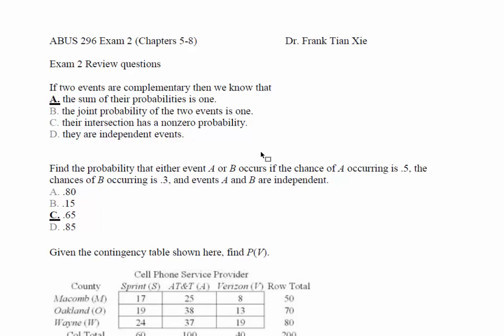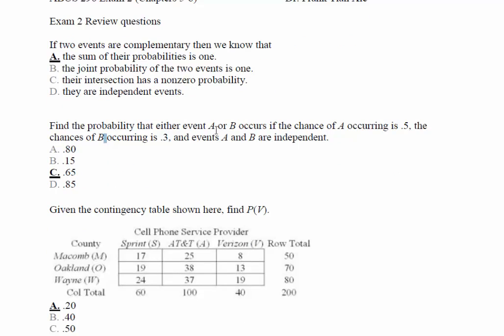Okay. For the second question, find the probability that either A or B occurs, if the chance of A occurring is 0.5, the chance of B occurring is 0.3, and events A and B are independent. How do you calculate the probability that either A or B occurs? Either A or B occurs means the union of the events A and B.